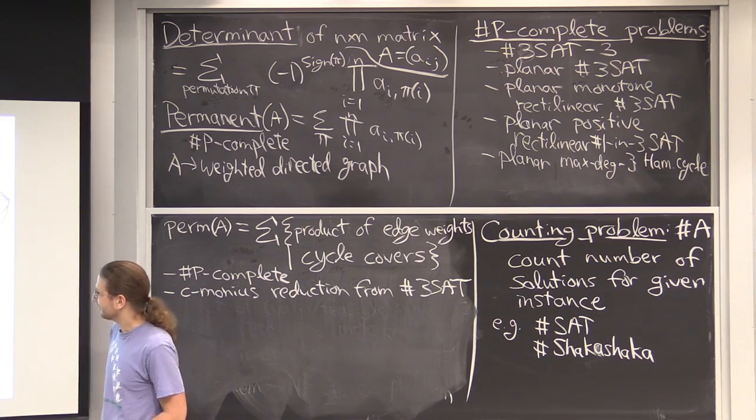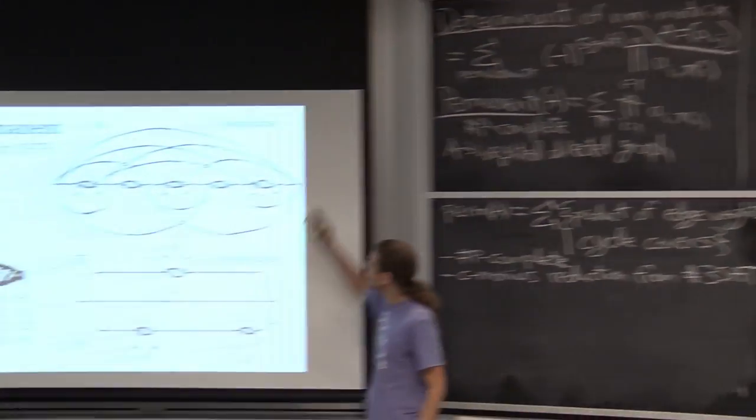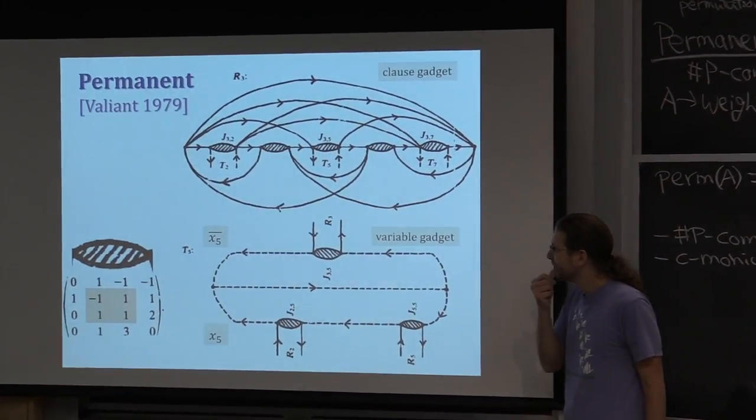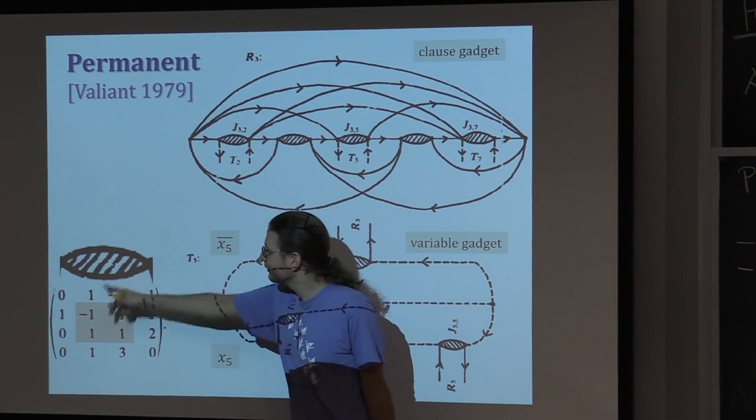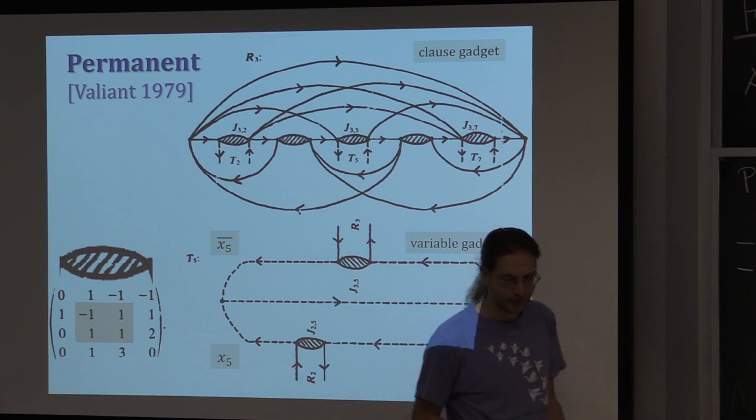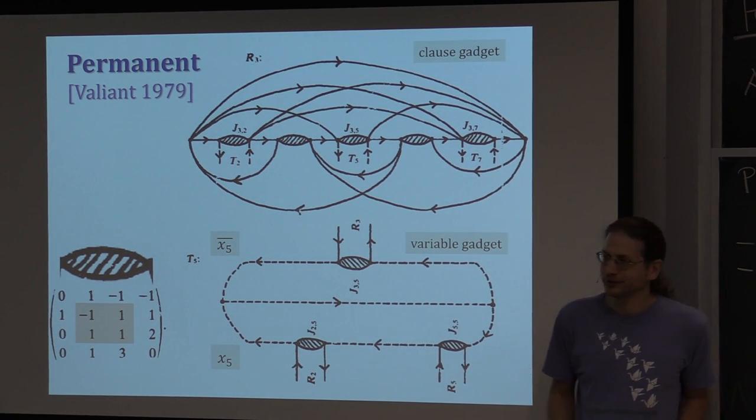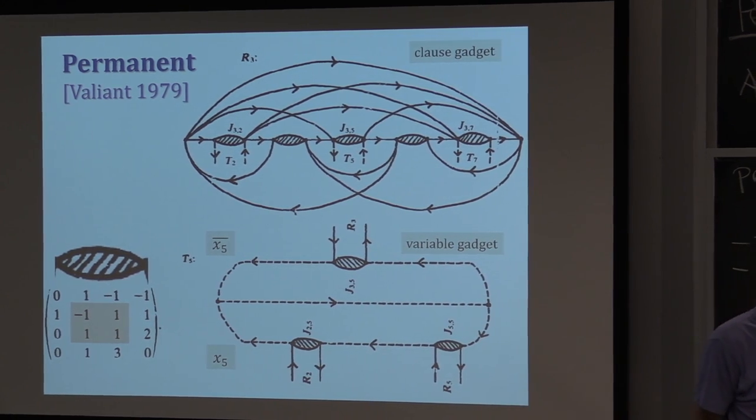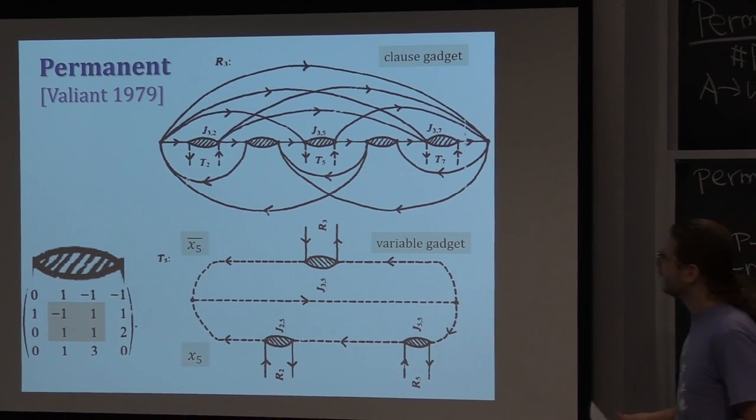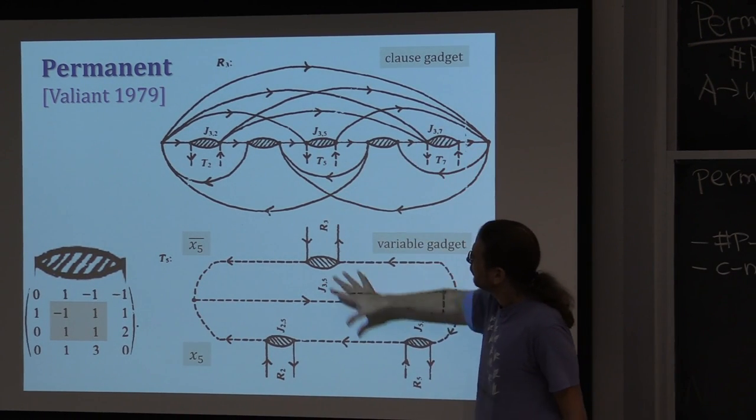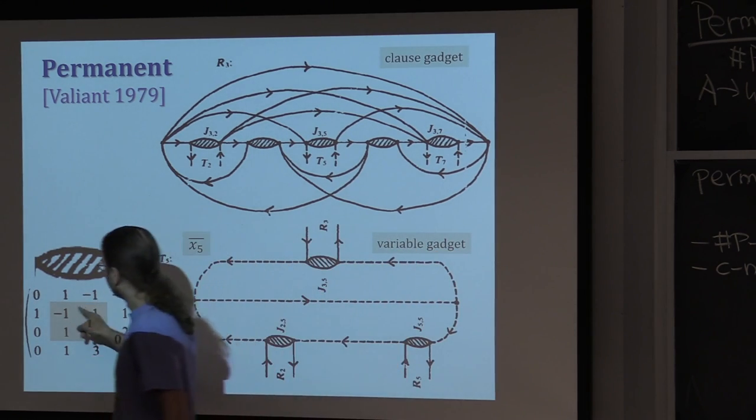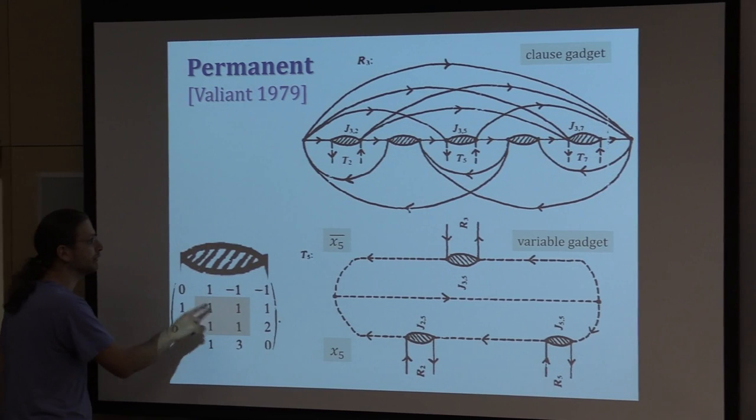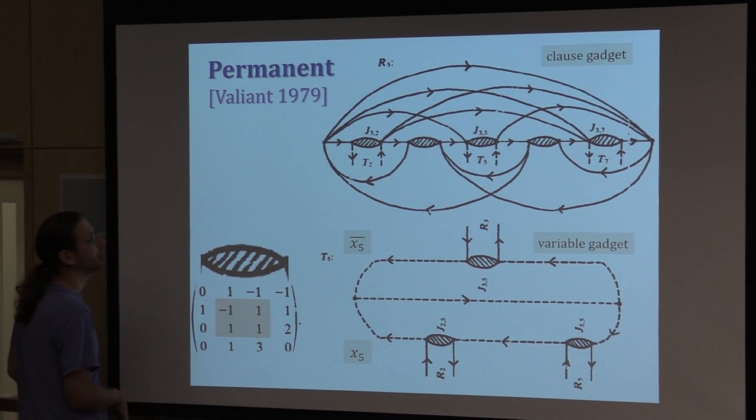And this is the reduction. So as usual, we have a clause gadget and a variable gadget. And then there's this shaded thing, which is this matrix, which you can think of as a graph, but in this case, it'll be easier to just think of as a black box matrix. Okay, all of the edges in these pictures have weight 1, and then these edges are special. And here you have some loops in the center. No one else has a loop.